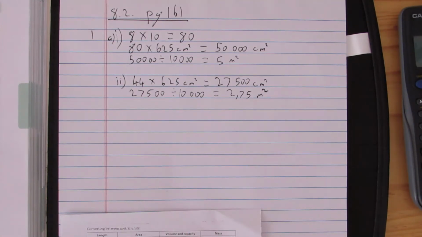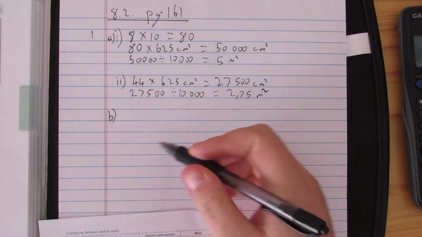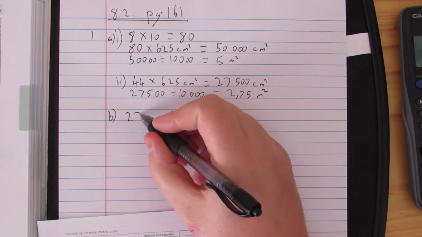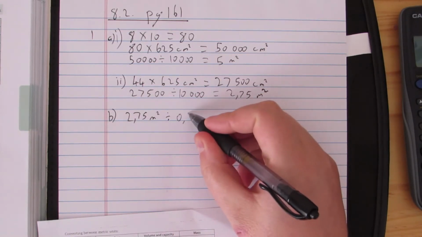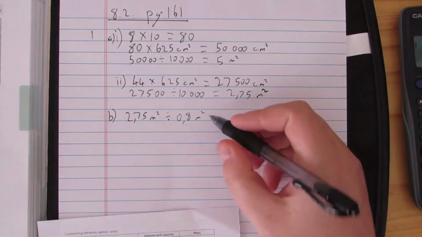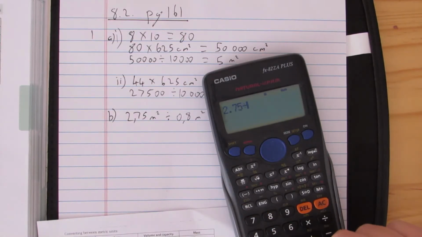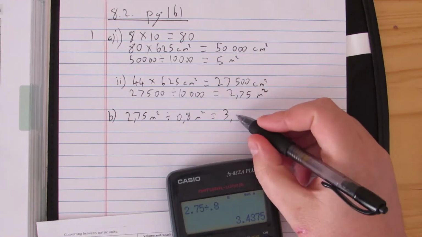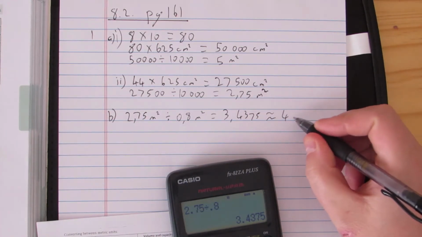Question B. 1 box of tiles can cover an area of 0,8 square meters. Looking at that, they want to know how many full boxes we need to use. So 2,75 meters squared divided by, because we need to see how many boxes we can have, our 0,8 square meters. Let's pull out the calculator again. 2.75 divided by 0.8 is going to give us 3,4375, which we know we need to round up to 4 boxes.